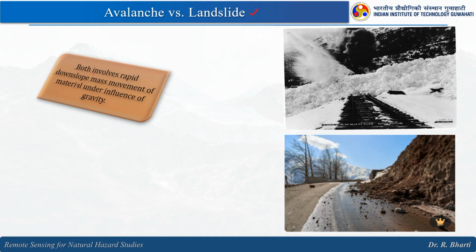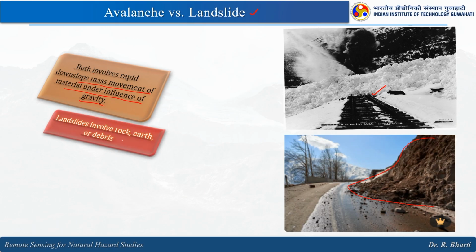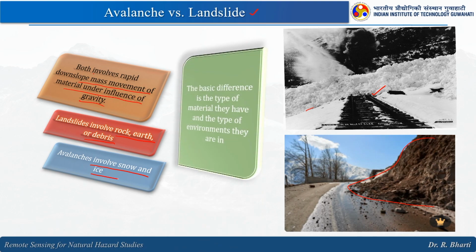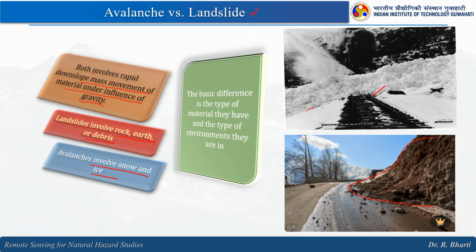So, both involve rapid downslope mass movement of materials under influence of gravity. So, here you can see this is the avalanche and this is the example of landslide. Landslide involves rock, earth or debris, right, that we have seen in the landslide module. But when we talk about the avalanches, it involves snow and ice. So, that is why it is the difference in the material. So, the basic difference is the type of material they have and the type of environment they are in, right.